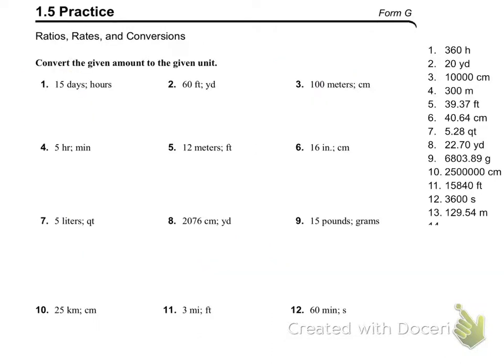All right, now we get into some of our ratios, rates, and conversions. So we're going to do 15 days for every hour. We need to know that there are 24 hours in one day. So let's do it like this. We have 15 days, and that's going to be over 1. We want to convert that, remember, days is going to be on the bottom. So there are 24 hours for every one day.